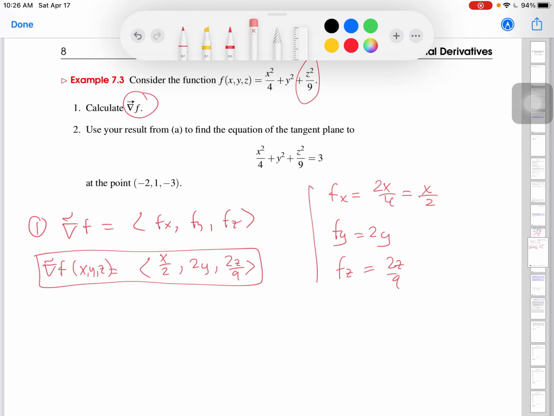Great, so number 2, I say use your result from A, so this should say use your result from number 1, to find the equation of the tangent plane to this level curve of f at the point this. Okay, so what do we do?